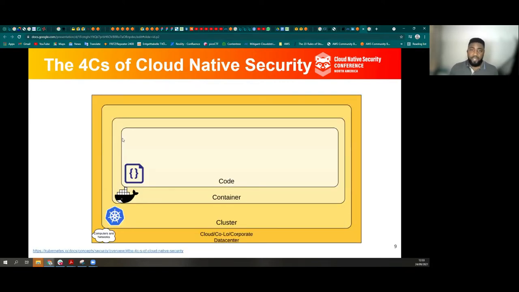So for us to understand exactly what I'm trying to talk about, the 4Cs of cloud native security is a great model that was proposed by the Kubernetes security team a few years ago. One of the major pieces of information this model passes on is about the abstraction layers that compose a cloud native infrastructure, which means the code layer, container layer, cluster, and cloud layer. This model helps us as security professionals to deploy security mechanisms at every layer of abstraction. And this is essentially a defense in depth approach, and security has got to be layered, right?